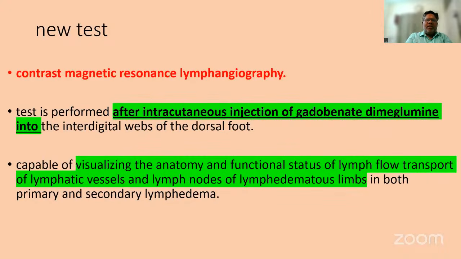A new test is contrast magnetic resonance lymphangiography, which is performed after intracutaneous injection of gadobenate dimeglumine into the interdigital webs of the dorsal foot. It is capable of visualizing the anatomy and the functional status of the lymphatic flow and transport of the lymphatic vessels and lymph nodes of the lymphedematous limb in both primary and secondary lymphedema.